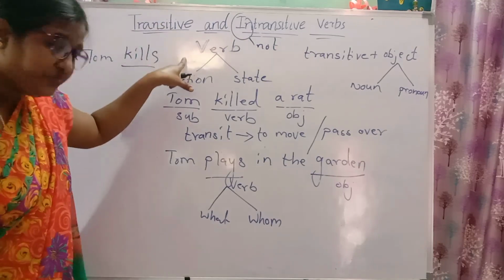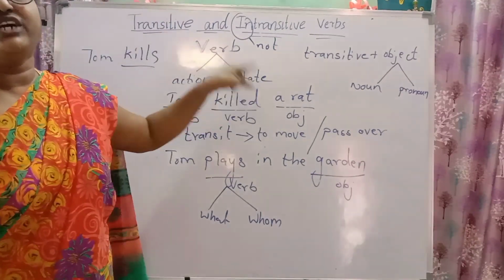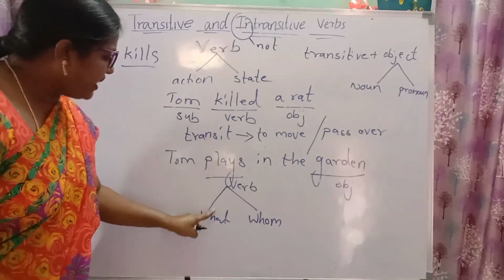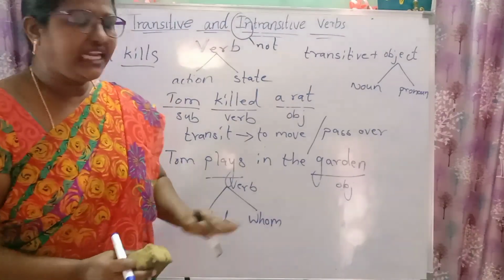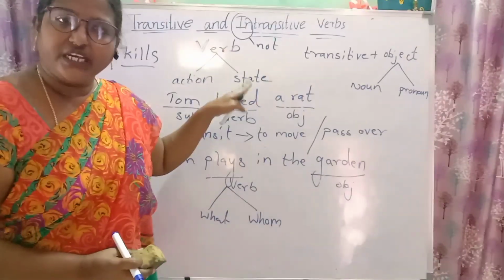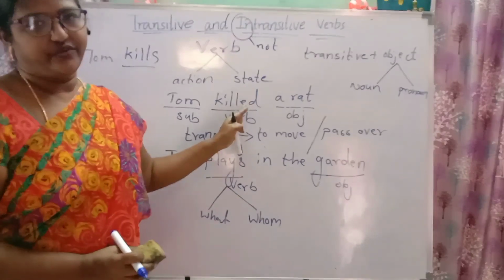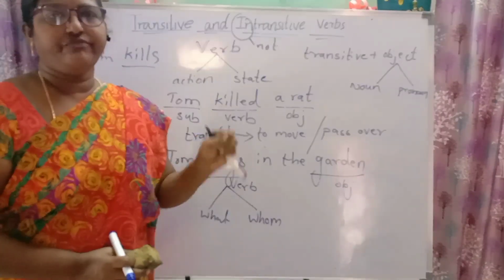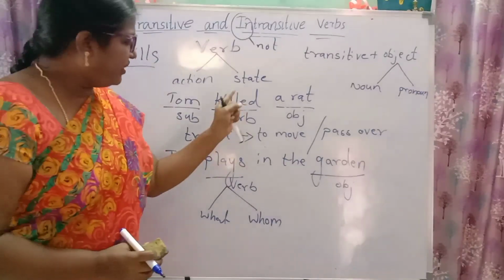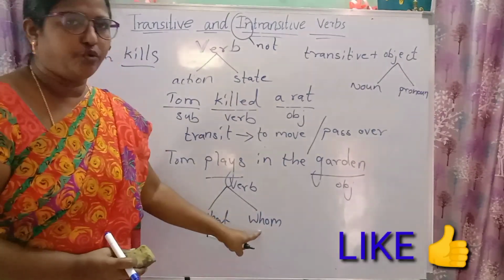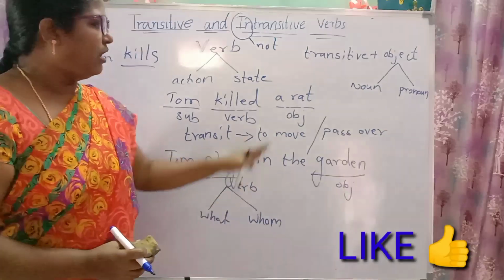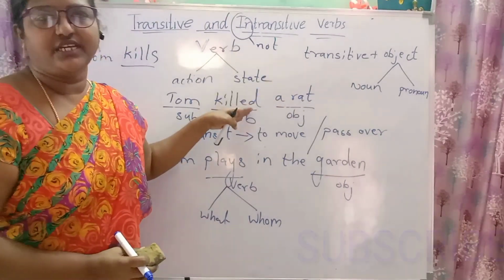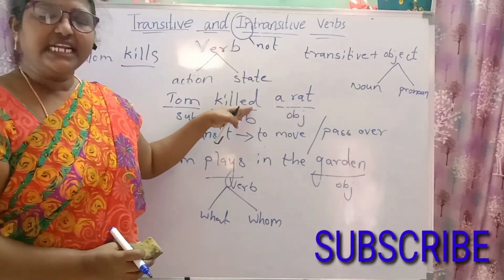But when there is an object, then question the verb with the question words what and whom. If we get the answer object, then the verb is transitive. Always, to find out the transitive verb, we have to question the verb with the question words what and whom. If we get the answer object, then the verb in the sentence is said to be transitive.